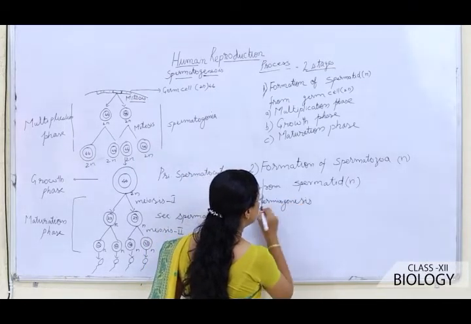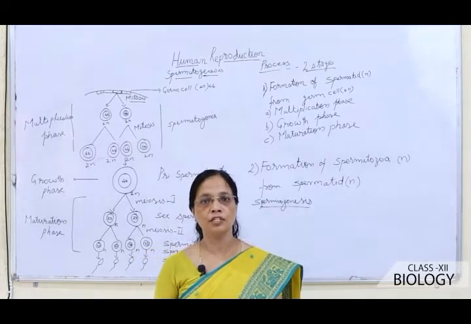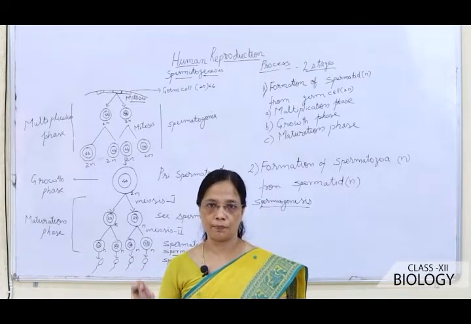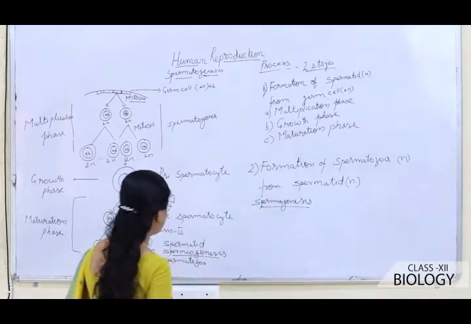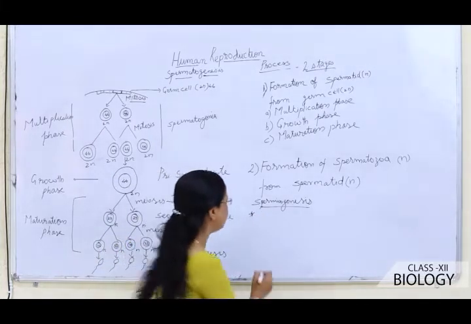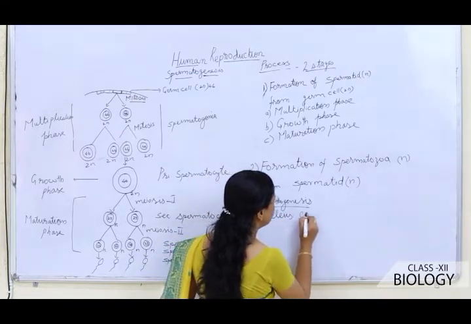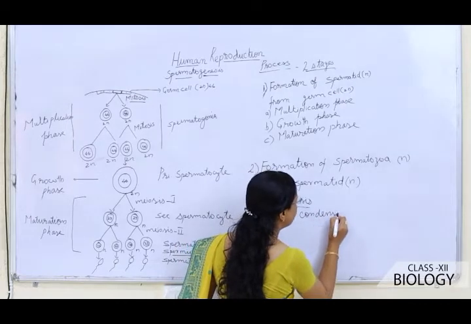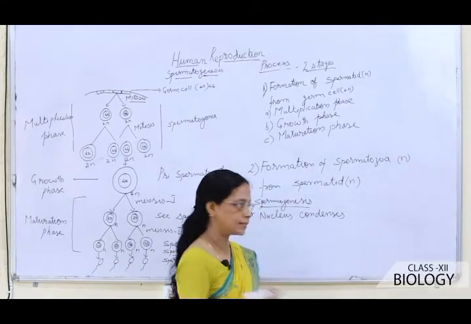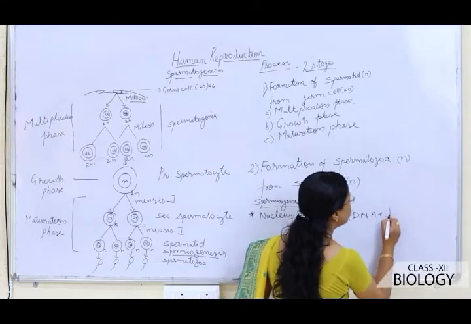Spermiogenesis. So what is spermiogenesis? Transformation of spermatid into spermatozoa. During this process, what happened? So many changes we can see. So the first is nucleus condenses. Nucleus condenses, that means it is having only DNA plus basic protein.